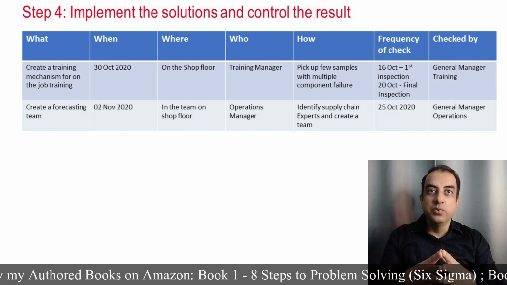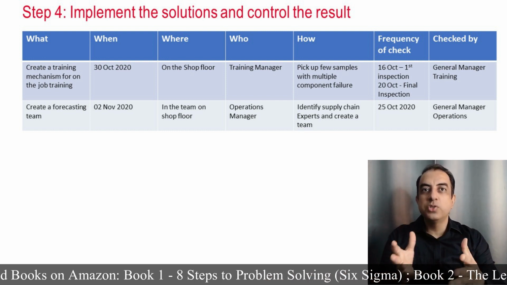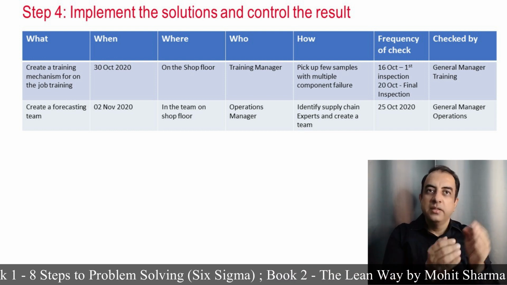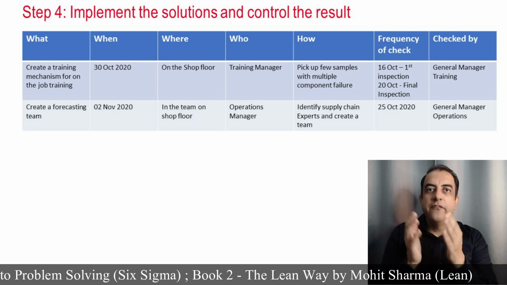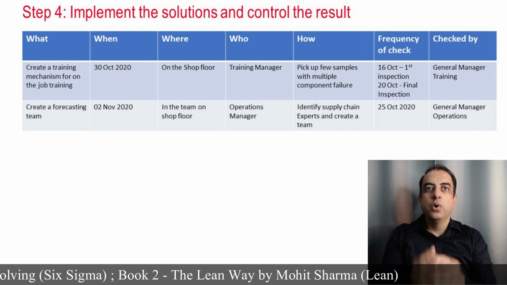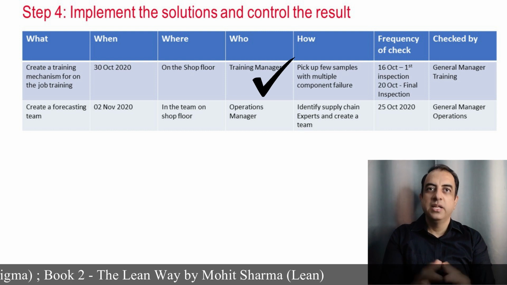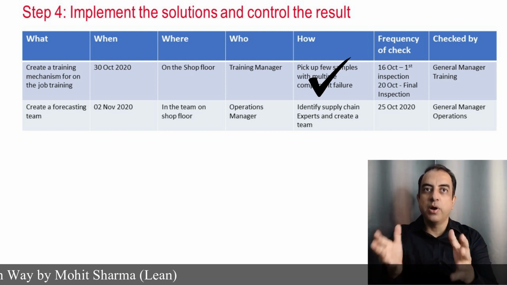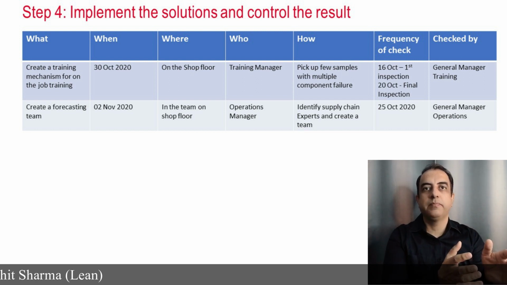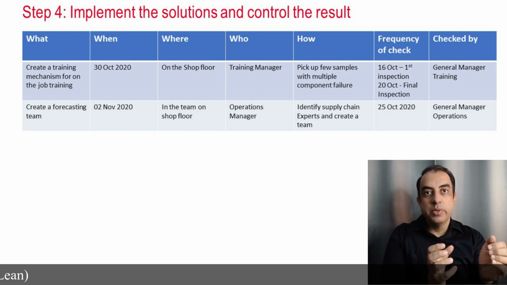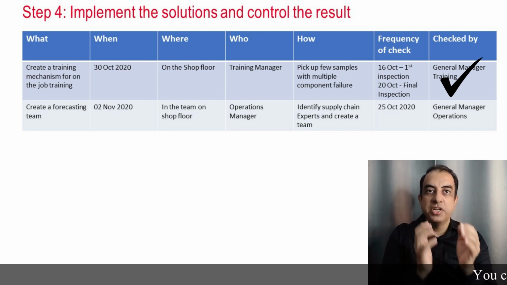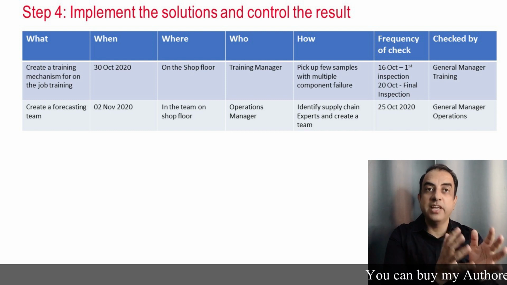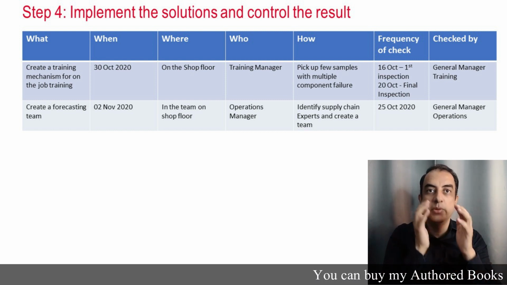For that we have used 4W1H. What is to be implemented? Creation of the training mechanism. By when? 30th October 2020. Where? On the shop floor. Who will do that? Training manager. And how? Create examples and teach engineers with products with multiple failures. There is a control mechanism also with this. It should be checked by the general manager training on 16th and 20th of October 2020, whether this has been done or not. So that is the control mechanism.